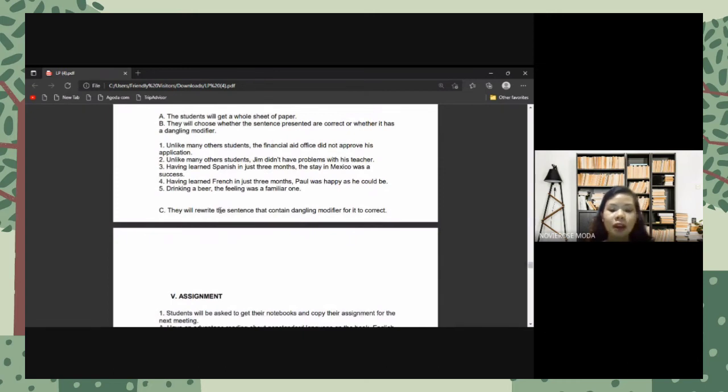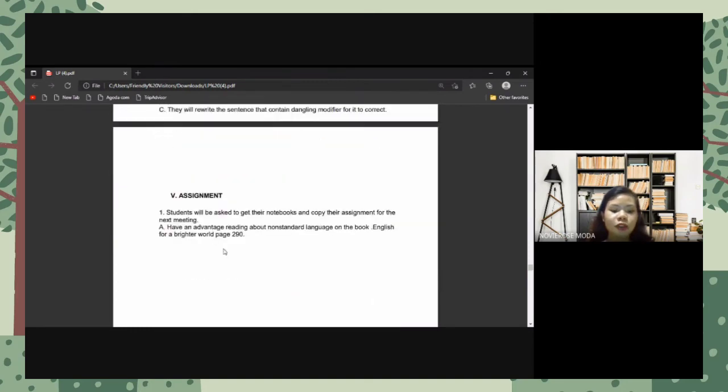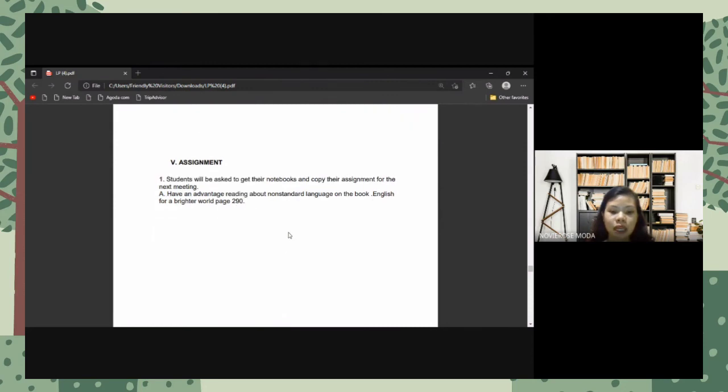And for our assignment, the students will be asked to get their notebook and copy their assignment for the next meeting. The teacher and the students have an advantage reading about non-standard language in the book, English for a Brighter World, page 290.